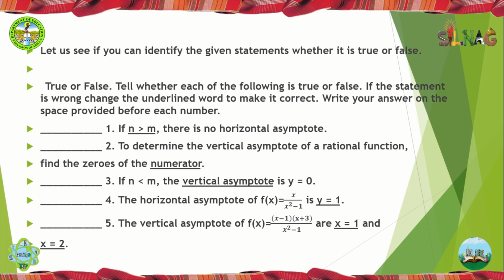Then number 5, the vertical asymptotes of f of x is equal to the quantity x minus 1 times the quantity x plus 3 over x squared minus 1 are x is equal to 1 and x is equal to 2. So the underlined words are x is equal to 1 and x is equal to 2.